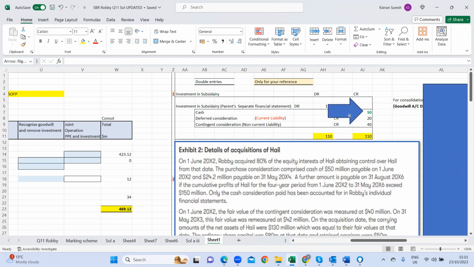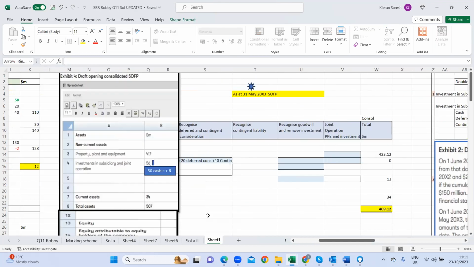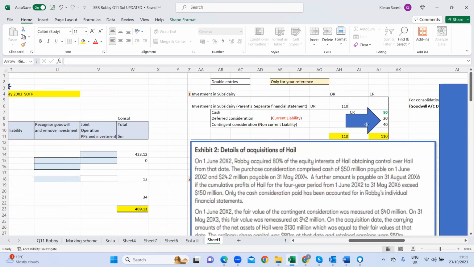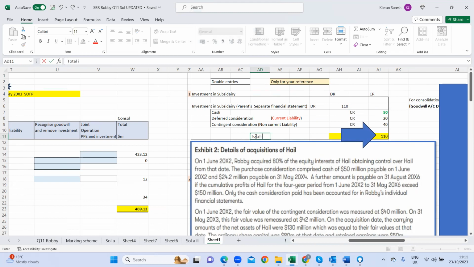This entry, the 50 million, has already gone in. That's why they have the 50 million here on the spreadsheet. And then the other two I have now processed. Remember, double entry: I need to have two entries, a debit and a credit. So if you add them up, this is my total investment, the total investment at cost in subsidiary.